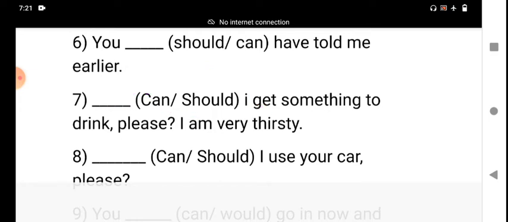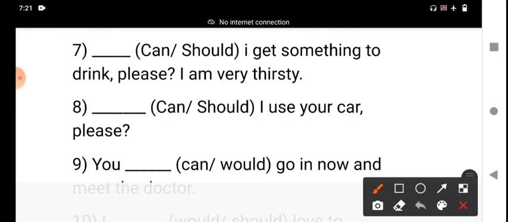And then we go to the next one, the eighth one. The eighth blank is can or should. Which one is the right answer? For example, can I use your car please?